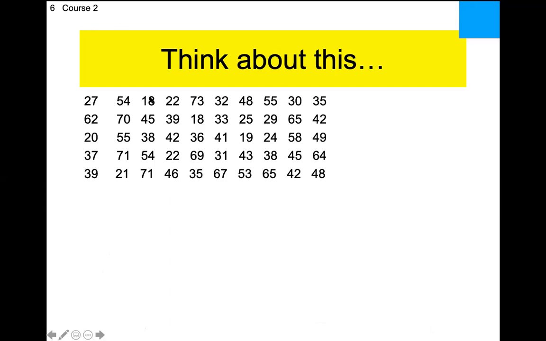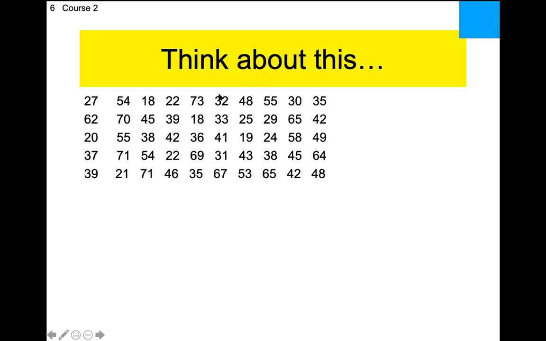Let's see, 1, 2, 3, 4, 5, 6, 7, 8, 9, 10. There are 1, 2, 3, 4, 5. There are 50 numbers here. They're going to ask you to make a frequency table with these numbers. Well, here's the problem. Think about it.